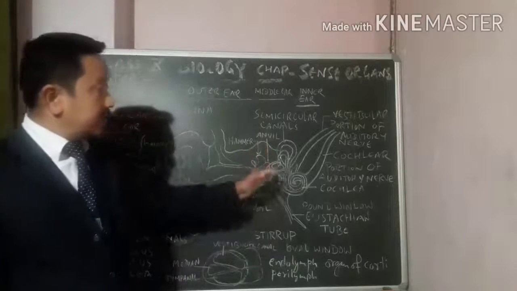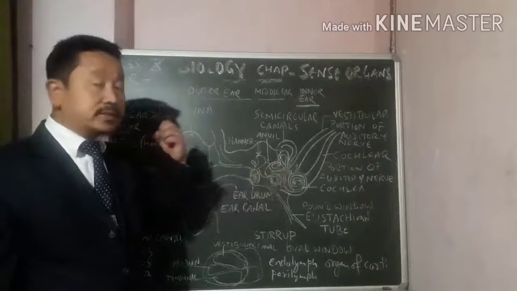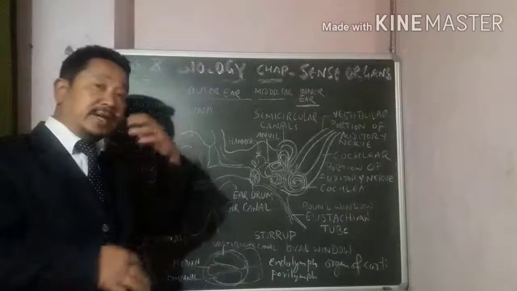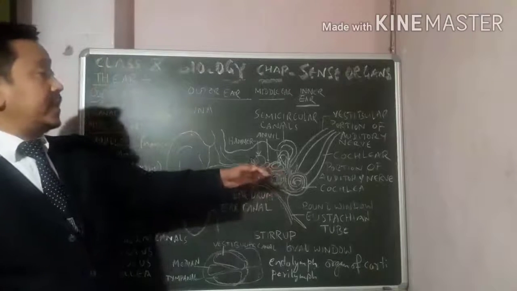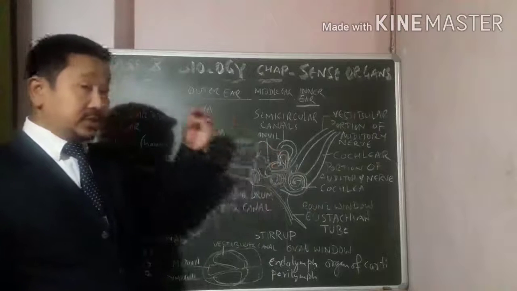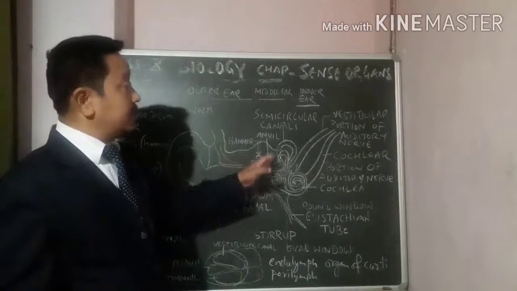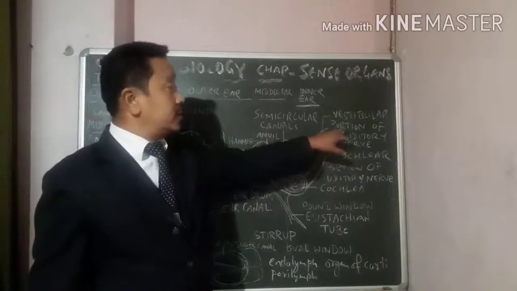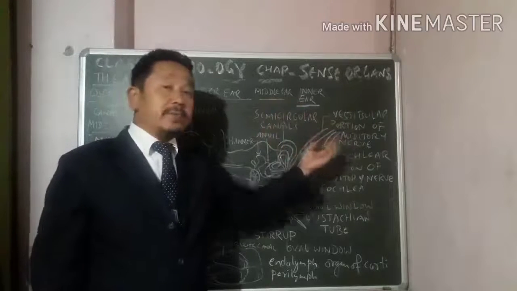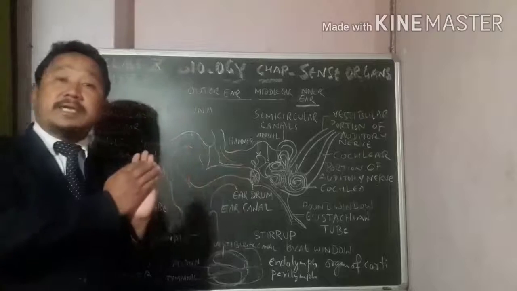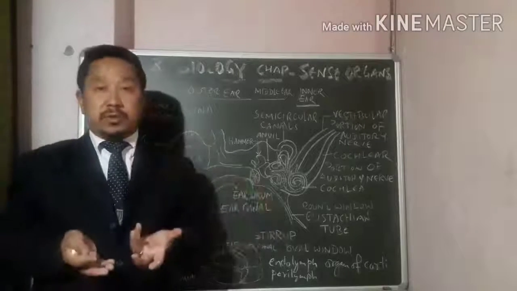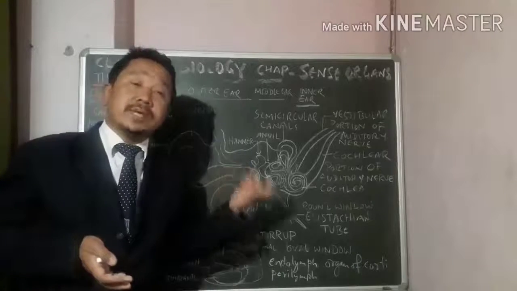Here also those sensory cells will collect the impulse, the message for maintaining the balance, and it will be taken to the brain from here. These sensory cells will ultimately join with the nerve called auditory nerve, and that auditory nerve will carry that message to the brain, and the brain ultimately will do the needful. Needful means to maintain the balance.